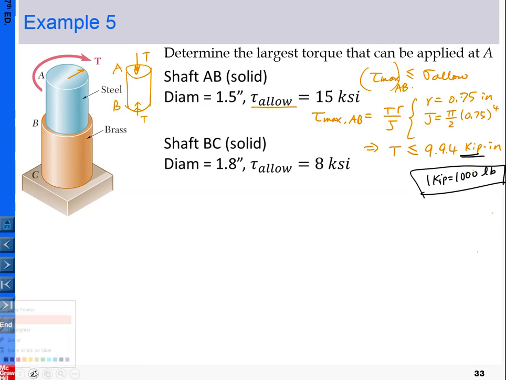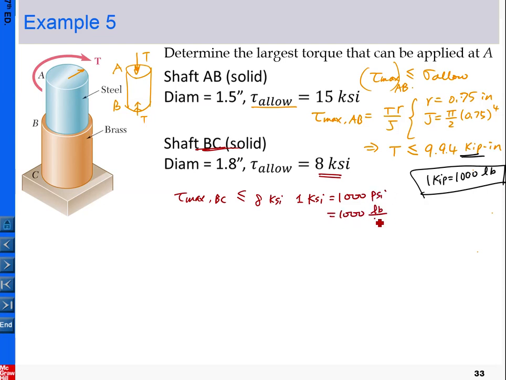Now we proceed with the calculation for shaft BC. The maximum stress in BC must be less than or equal to the allowable. The allowable is 8 ksi. What is ksi? 1 ksi equals 1,000 psi, and psi is pounds per inch squared. So that's our unit.